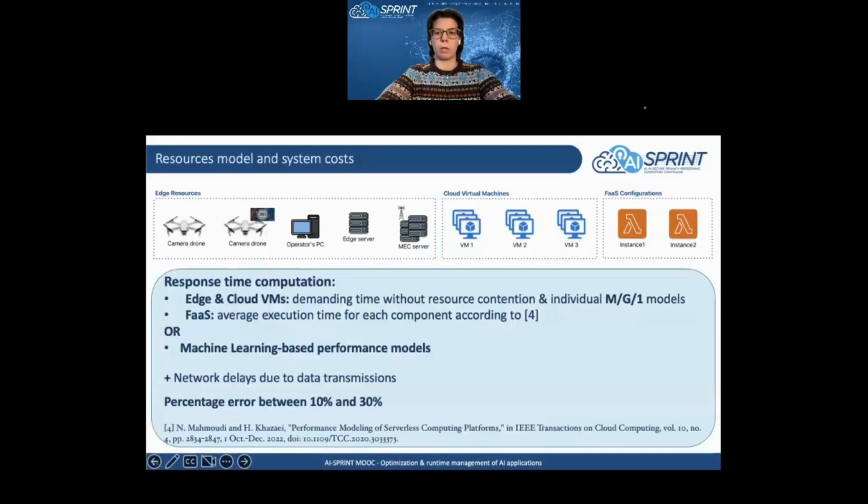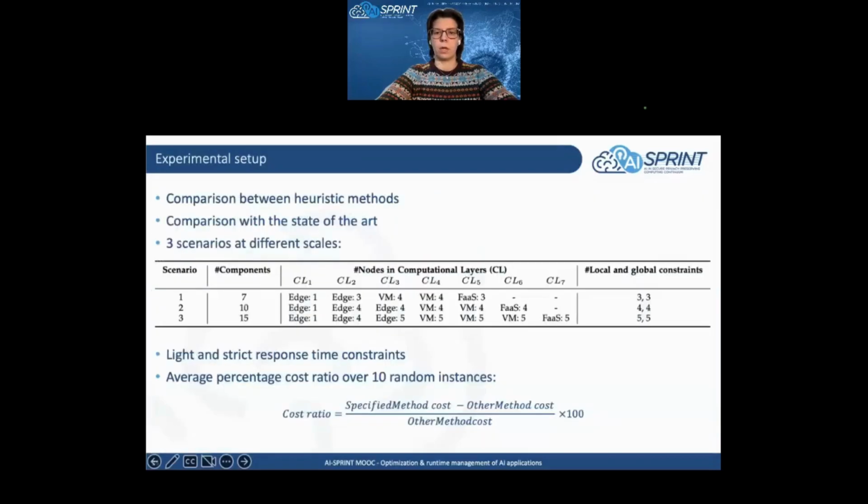Response times can be computed either by relying on queuing theory or by developing machine learning-based performance models, as we discussed when presenting the Cuvv framework, summing them with the delays induced by data transmissions across network domains. Both queuing theory and machine learning models guarantee percentage errors between 10 and 30%, so they are reasonably accurate for practical purposes. In the following slides, I will report the results of some experiments testing Space4AID.